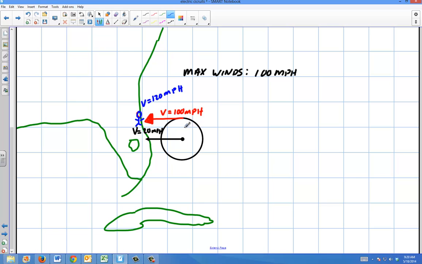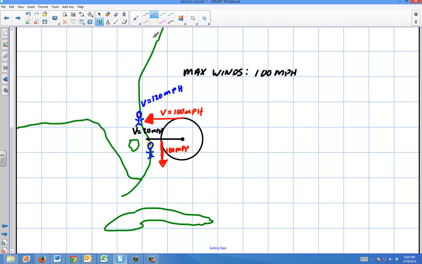Now, what about a person right here? The winds are actually going to be going this way at 100 miles per hour. So the person down here is going to feel this on the beach. Plus, this forward motion is going to cause that velocity vector to tilt a little bit this way. They're going to get a wind basically from the north, but it's going to go a little bit towards the shore because of the 20 miles per hour.